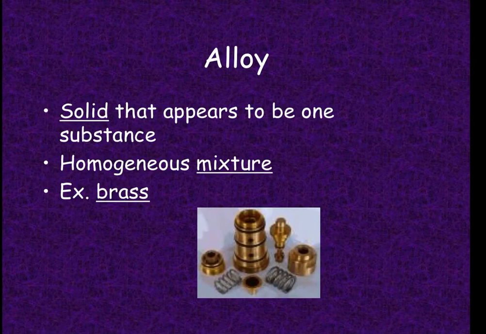But because literally you have a copper atom and then a zinc atom and then another copper atom, we can't see the difference. We don't see stripes in the brass. It appears to be a single solid substance, but it's not. It's actually made up of two components.